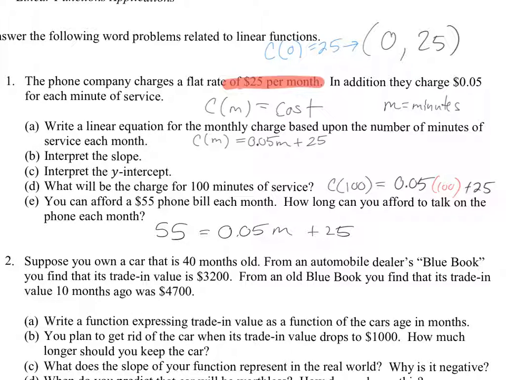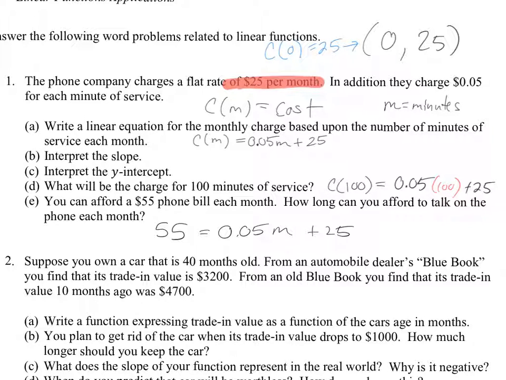The last part I think is the most important here to recognize when you're given the Y value, right? The cost is the Y value. You're solving for the X value or the independent variable. So on the test, we do have to end up solving. We don't just set it up, right? You set it up and solve because it says how long can you afford to talk? Yep. So you solve for M. Subtract 25, divide by 0.05. Okay? Questions on number 1?